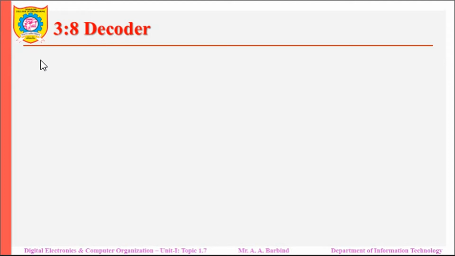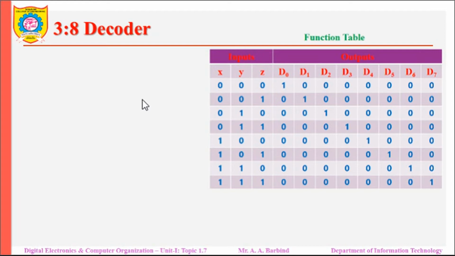Let us see now construction of 3:8 decoder. The 3:8 decoder will have 3 inputs and 8 outputs. This is the function table for a 3:8 decoder. You can see here that when inputs are 0, 0, 0, then the zeroth output D0 is 1, or you can say it is enabled, and remaining outputs are disabled, that are 0.